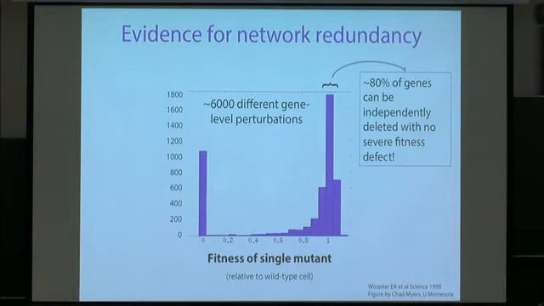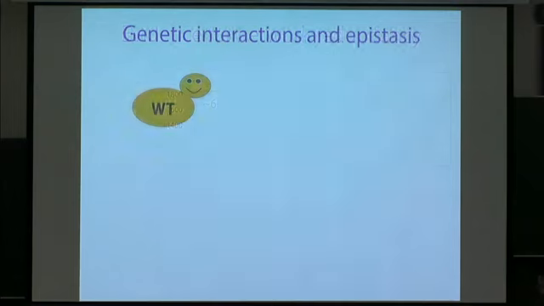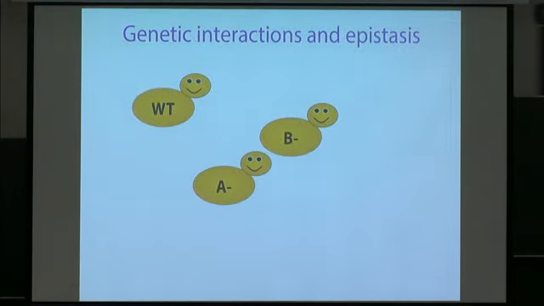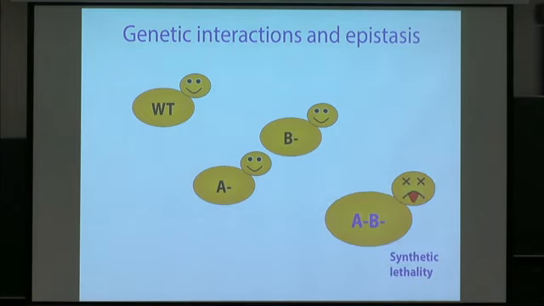So what do biologists do next? If they want to uncover this redundancy, instead of knocking out one gene, they start knocking out two genes. So you start with your wild type, you knock out gene A and gene B, and the yeast are still pretty happy. Then you do the double knockout and see what happens. And sometimes, suddenly, after loss of two genes, the yeast dies, and that's called synthetic lethality.